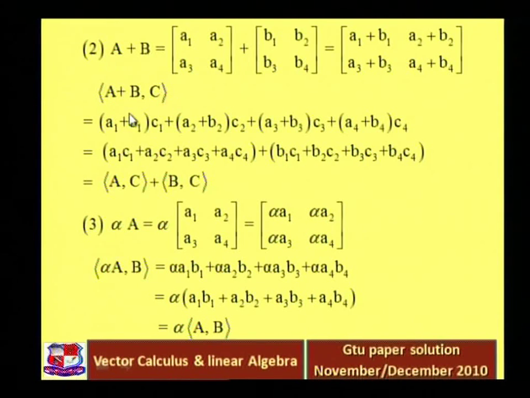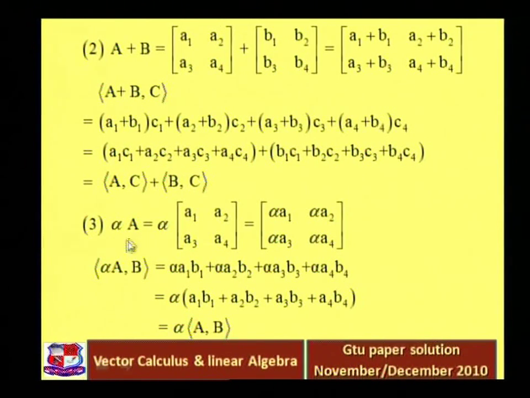So the same definition applies here. We are taking inner product A plus B with C, and C is C1 C2 C3 C4, and A plus B is this matrix, right? So inner product A plus B with C can be expressed as (A1 plus B1) into C1 plus (A2 plus B2) into C2 plus (A3 plus B3) into C3 plus (A4 plus B4) into C4, right? That can be expressed as A1 C1 plus A2 C2 plus A3 C3 plus A4 C4 plus B1 C1 plus B2 C2 plus B3 C3 plus B4 C4, that is equal to inner product AC plus inner product BC.